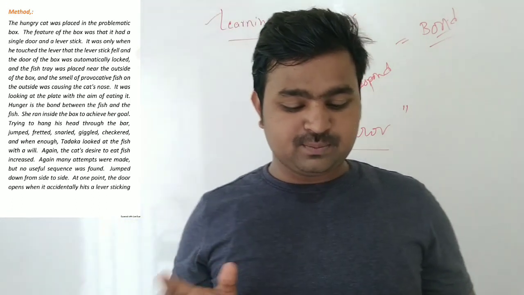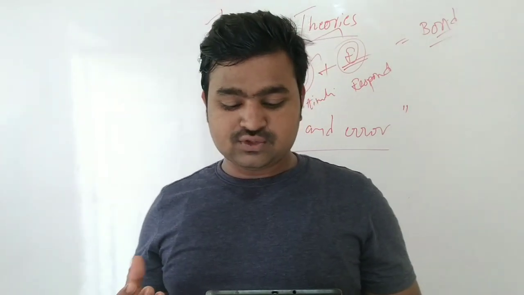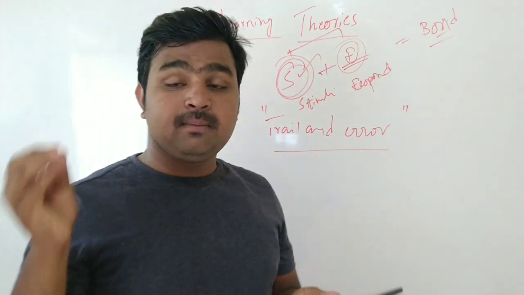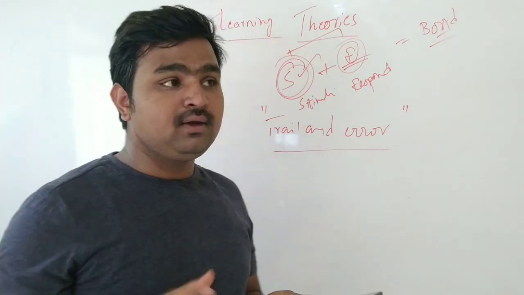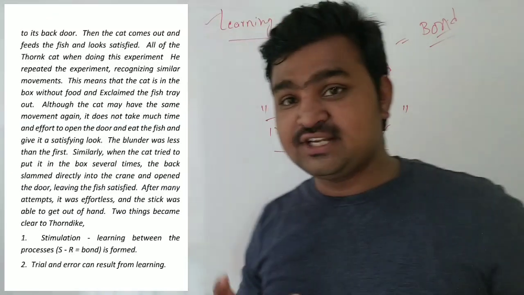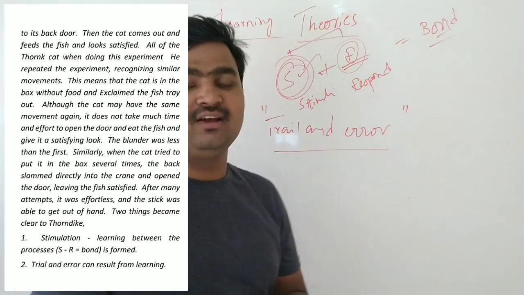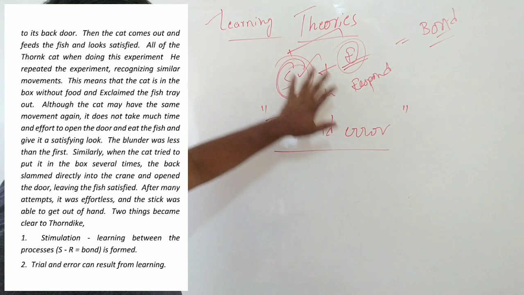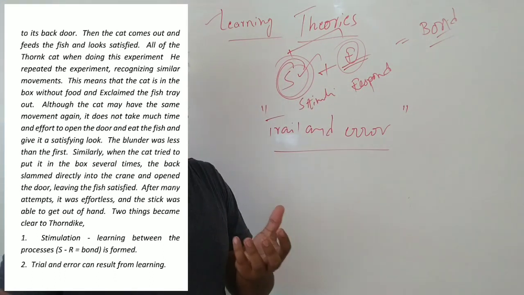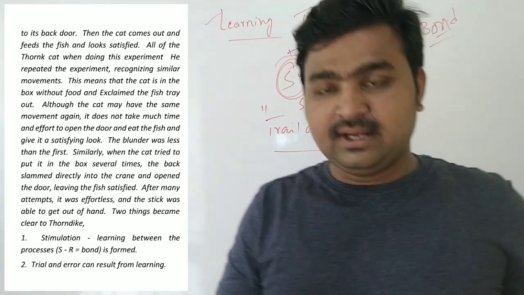The fish tray was placed outside the box, and the smell of the provocative fish outside was tempting the cat. He placed the cat in the box and put a provocative fish outside of it. We can understand clearly here that the fish is a stimulus that was stimulating the cat. Then, how does it respond?